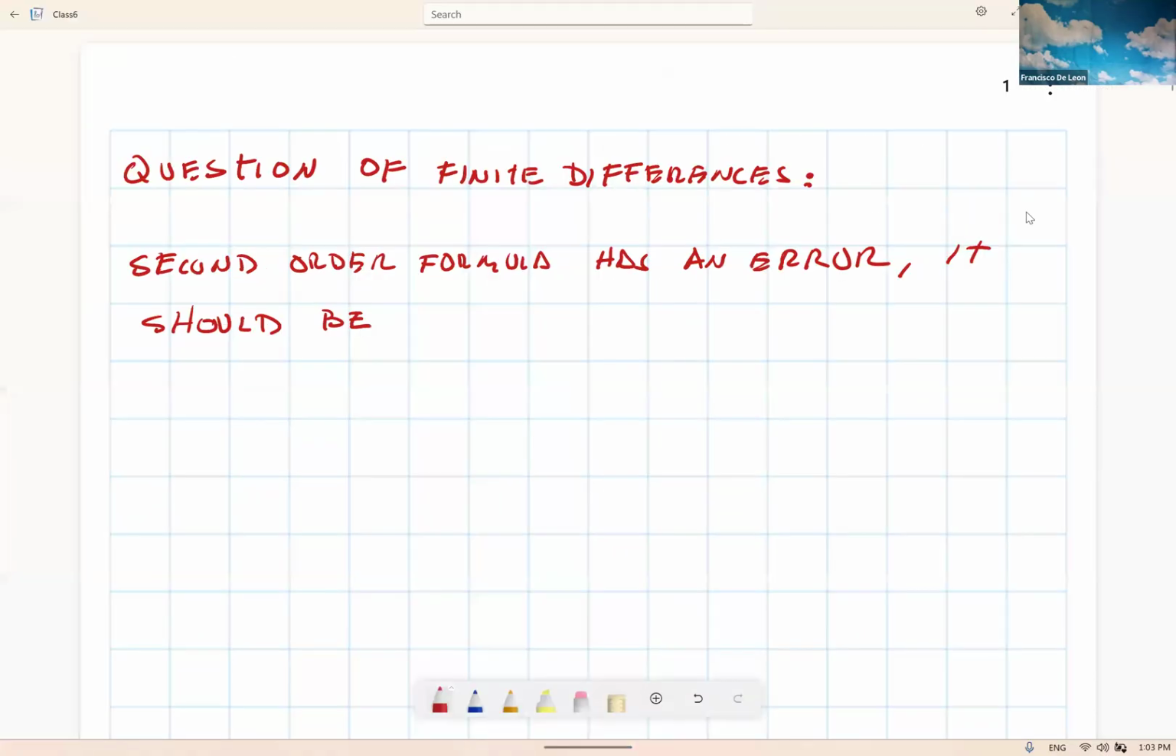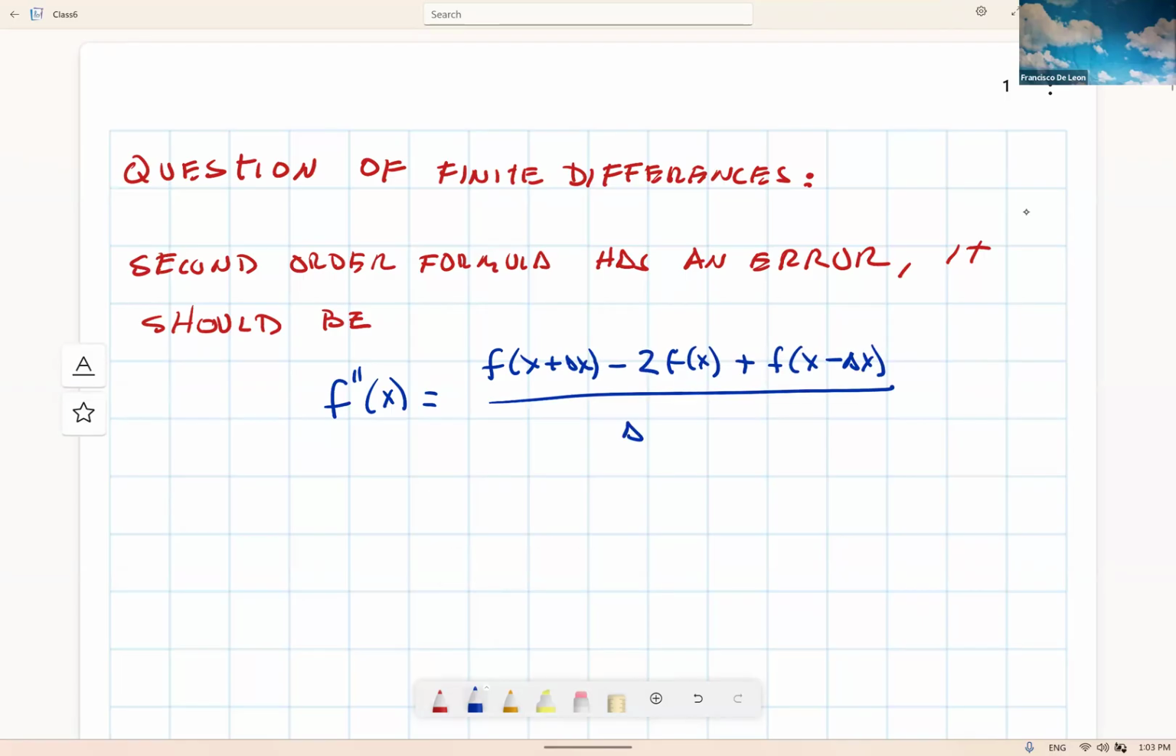Okay, so I added a page to make a correction. The second order formula that I put has an error. It should be f double prime of x equals f of x plus delta x minus 2 times f of x plus f of x minus delta x, divided by delta x squared. So this is what it should be. I don't know what it was, but this is what it should be. Sounds good to me. I can even remember it probably.